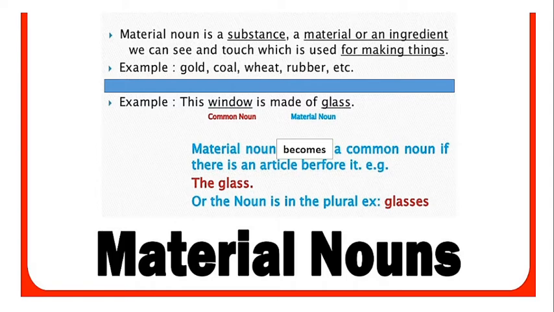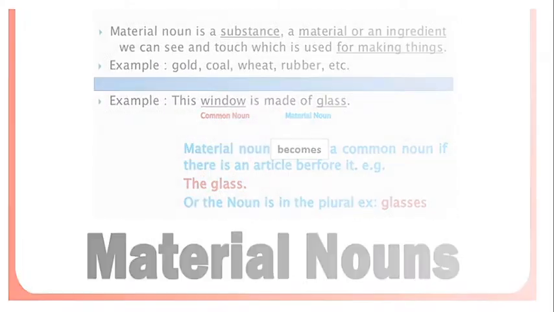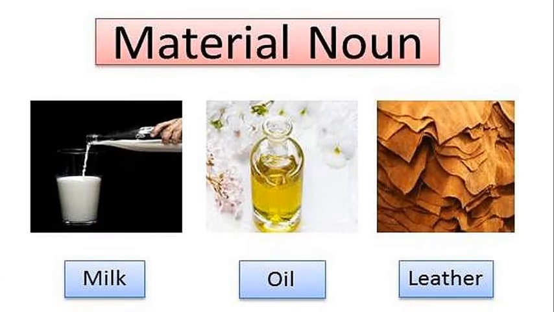Next, we look at material nouns. A material noun is a substance, a material, or an ingredient we can see and touch, which is used for making things. In other words, a material noun describes the material or substance from which something is made. For example, paper, wood, glass, rubber, gold, silver, and what have you.